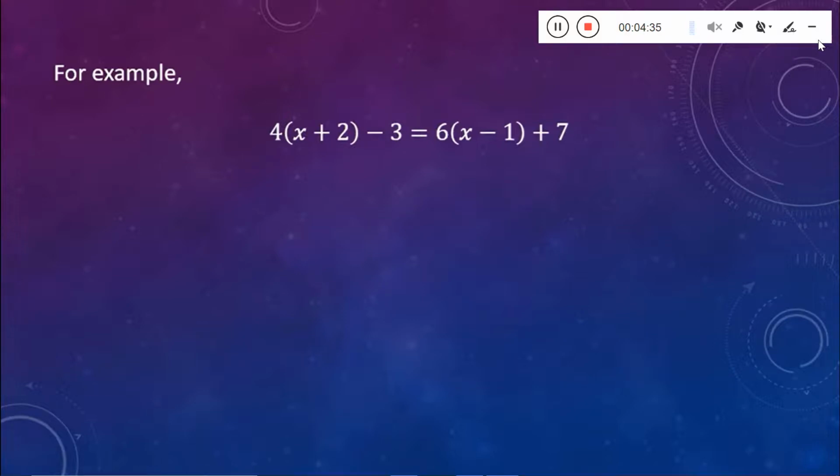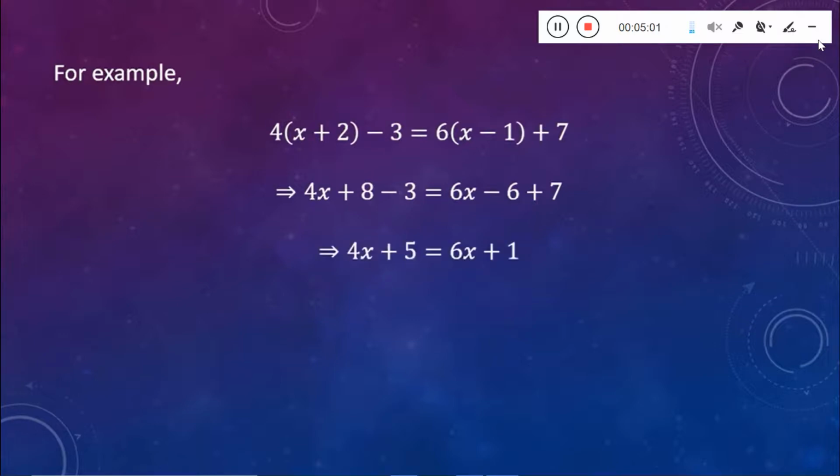I multiplied the 4 into each term in the x plus 2, and I multiplied the 6 into each term in the x minus 1. So that puts us here, 4x plus 8 minus 3, and 6x minus 6 plus 7. I can combine these constants to give me 4x plus 5 equals 6x minus 1.